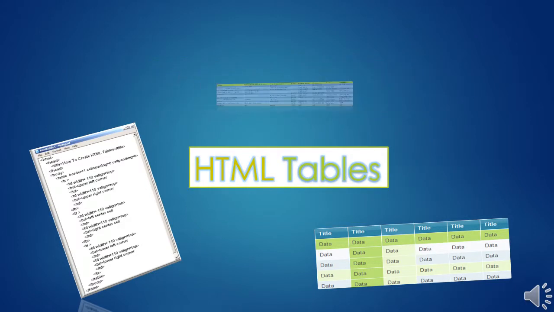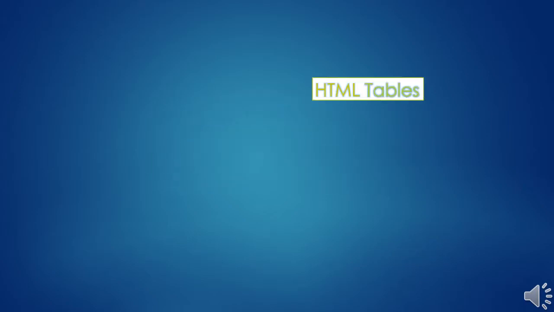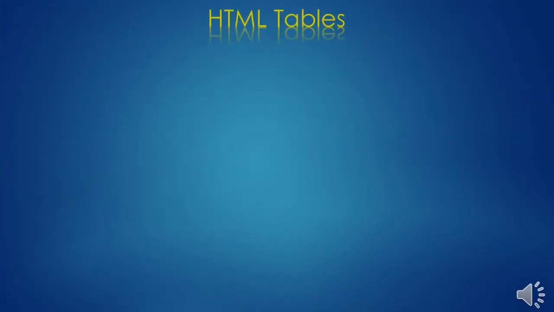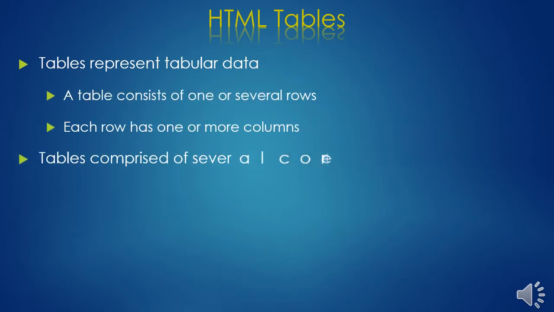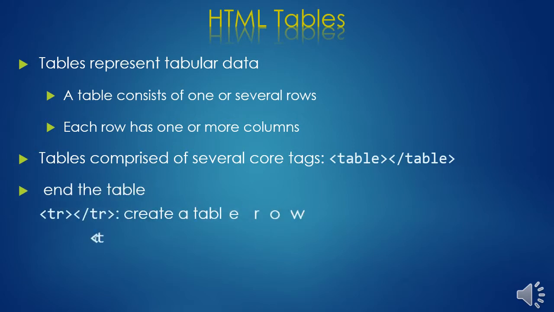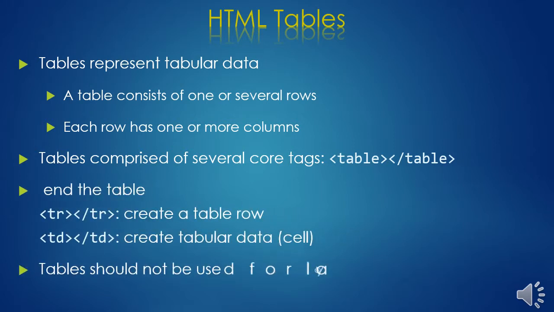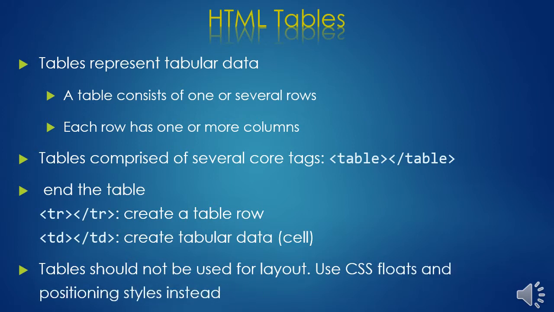HTML tables. Tables represent tabular data. A table consists of one or several rows. Each row has one or more columns. Tables are comprised of several tags: the opening table tag and closing table tag, and the opening TR tag and closing TR tag create a table row. The opening TD tag and closing TD tag create tabular data.